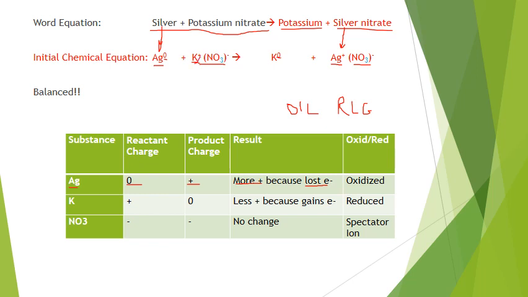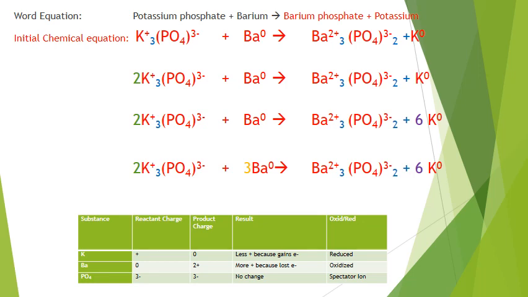The potassium goes from having a plus charge to having no charge, so it got less positive. The way you get less positive, or more negative, is to gain electrons. And so gaining electrons is reduced. And then the nitrate, NO3 minus, retains its charge, so nothing happens to it, and we call it the spectator ion.